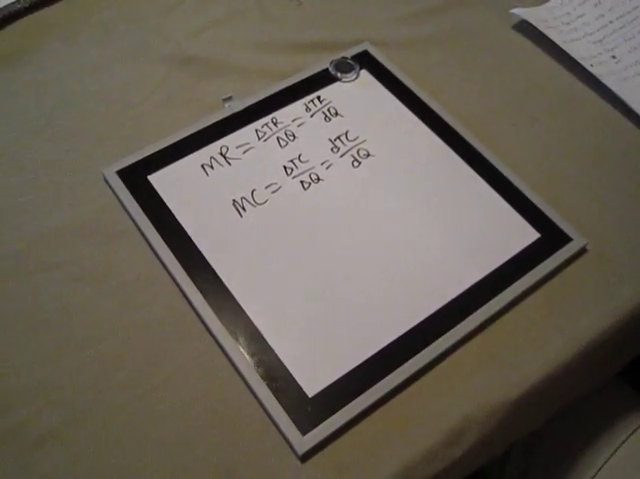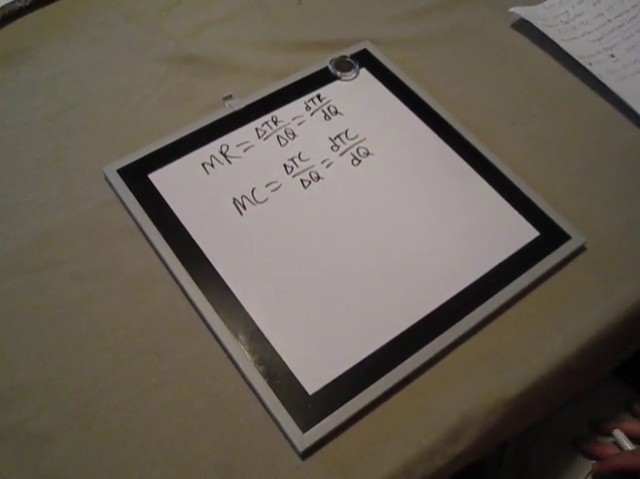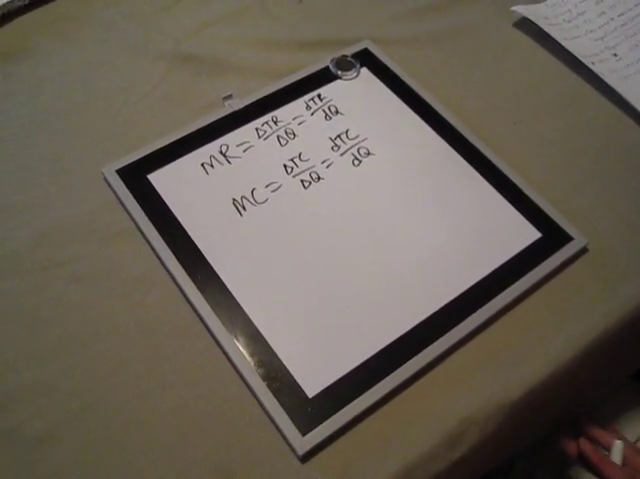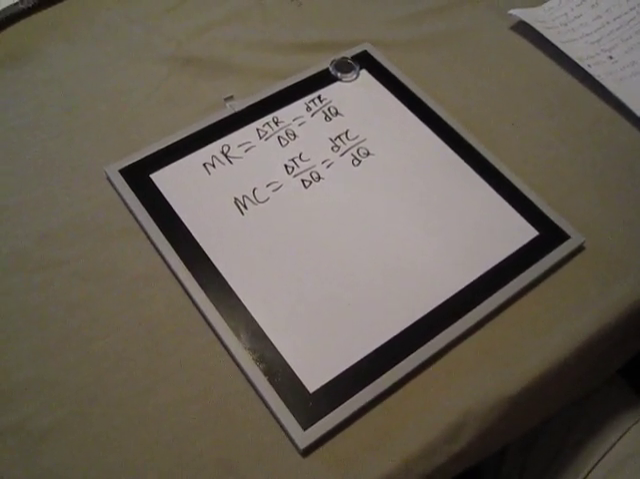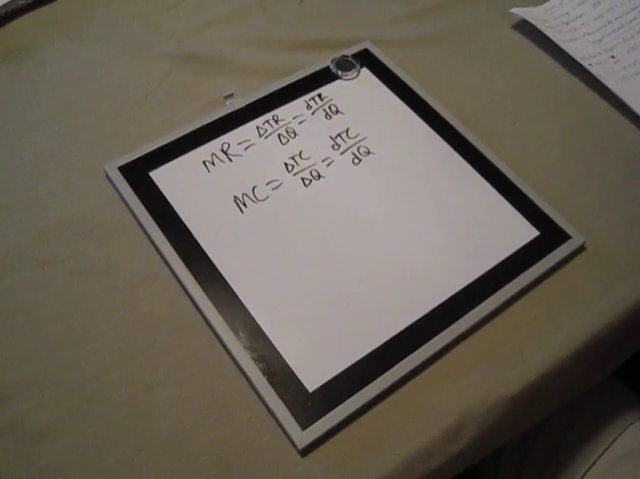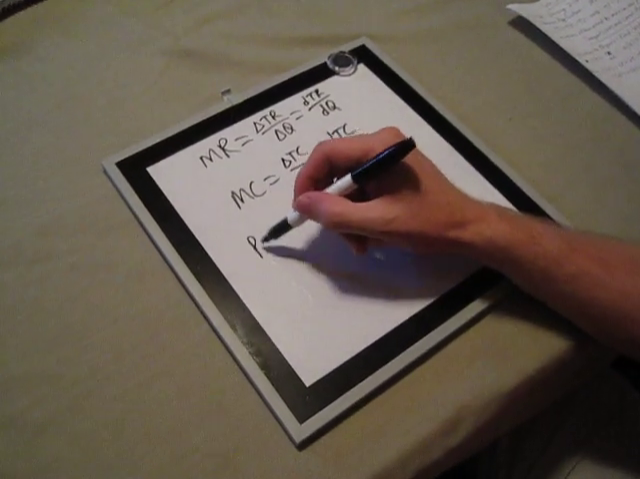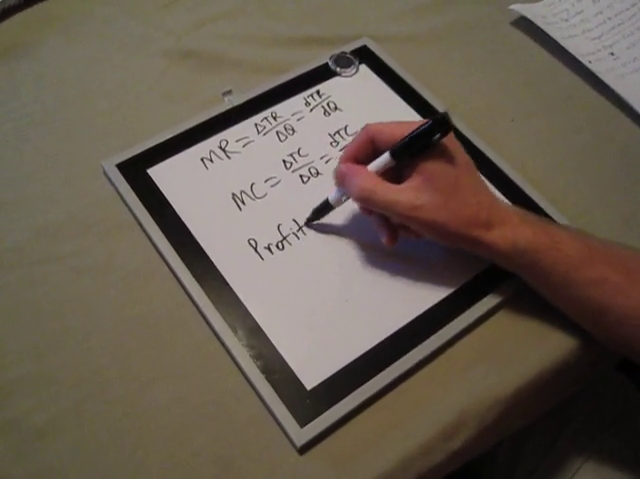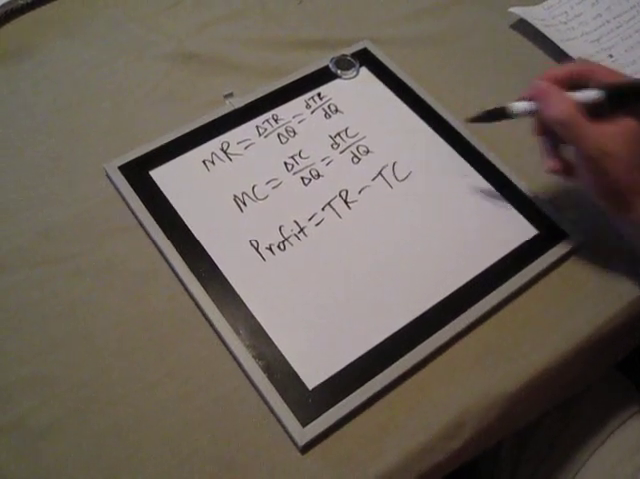Now, why would you need to know this? Well, if you were running a business, these derivatives would allow you to determine how much of a certain good you should be producing to maximize your profit. The profit function is defined to be your total revenue function minus the total cost function.